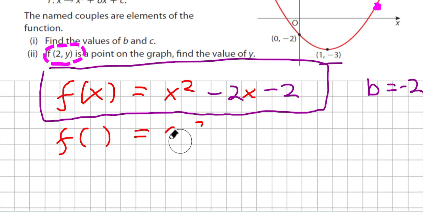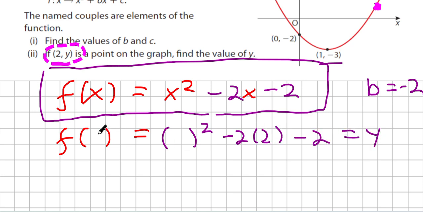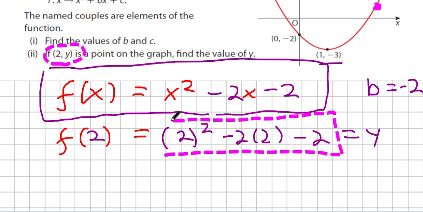When the input is 2, the output is y. That's it. Input is 2, output is y. Anywhere you see x, replace it with 2. And the answer has to be y. Do yourselves a favour, just throw it all into the calculator and it should tell you what the y value is.